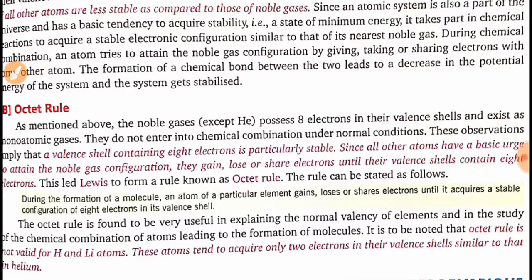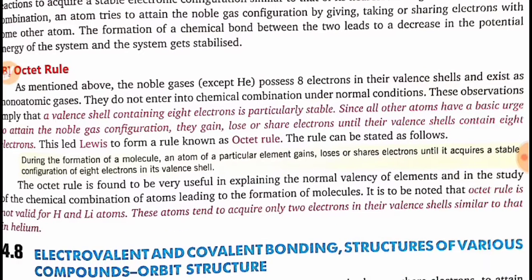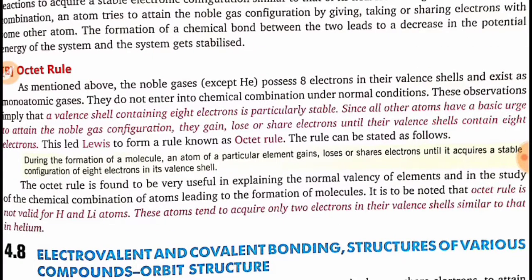Okay, we will discuss this further in this chapter when you go through the different types of bonding systems, so you will understand it better. In the next topics we will now cover electrovalent and covalent bonding, the structure of various compounds and their orbital structure.